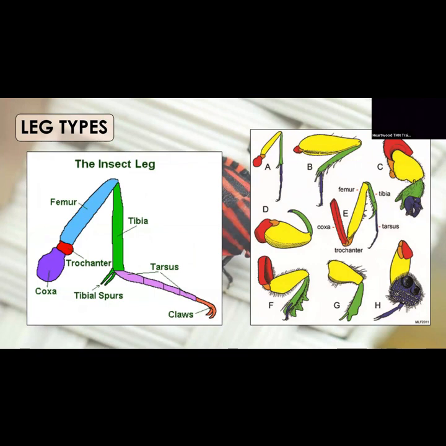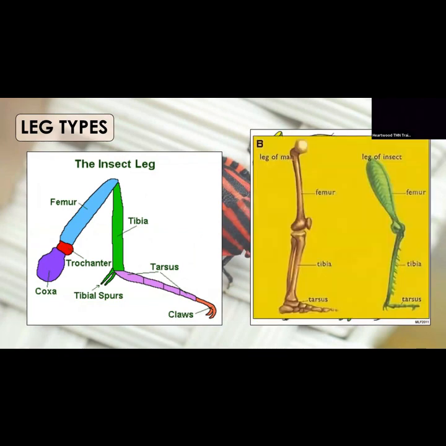These are all the different kinds of modifications that can happen to a leg. So the yellow here is the femur. Femur, right? They change, and it depends on, are you grasping? Are you digging? Are you collecting pollen? What is your job? Their legs are modified to do that.